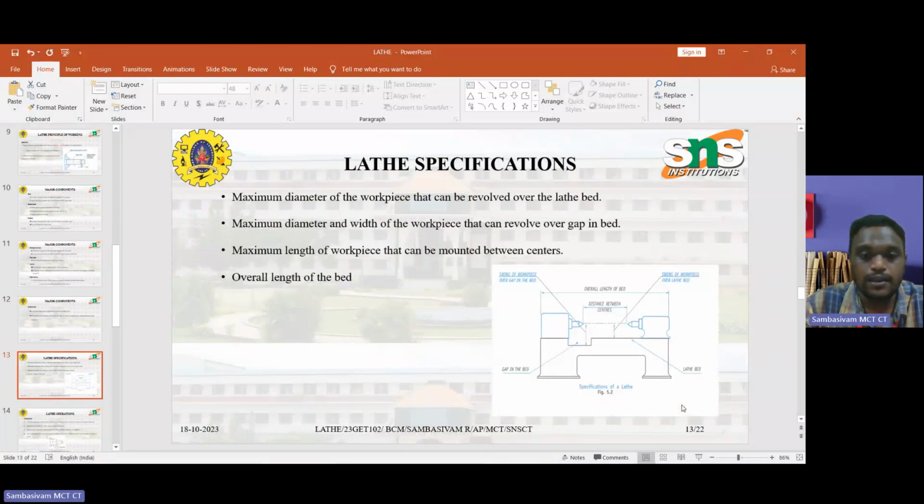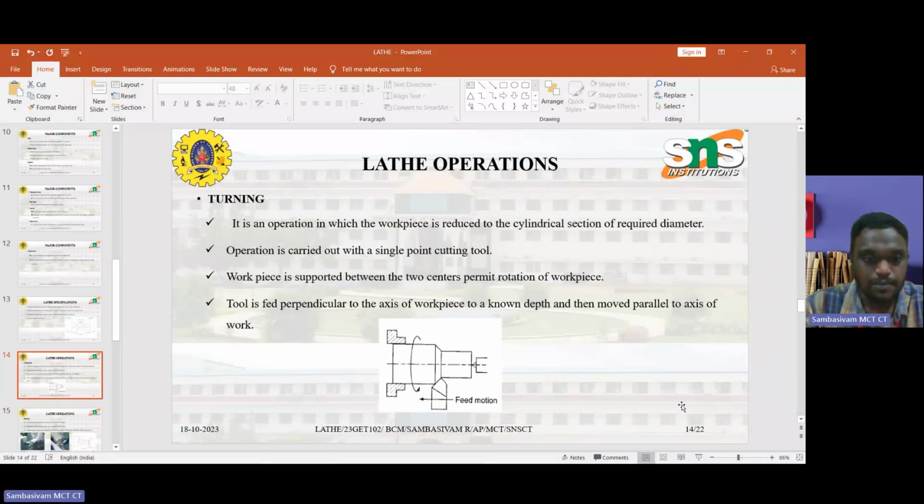In the lathe specification, there is the maximum diameter of workpiece that can be revolved over the lathe bed. There is also the maximum diameter and width of the workpiece that can be revolved over the gap, the distance between the two centers where the work is mounted, and the overall length of the bed. As I said, several operations can be done.